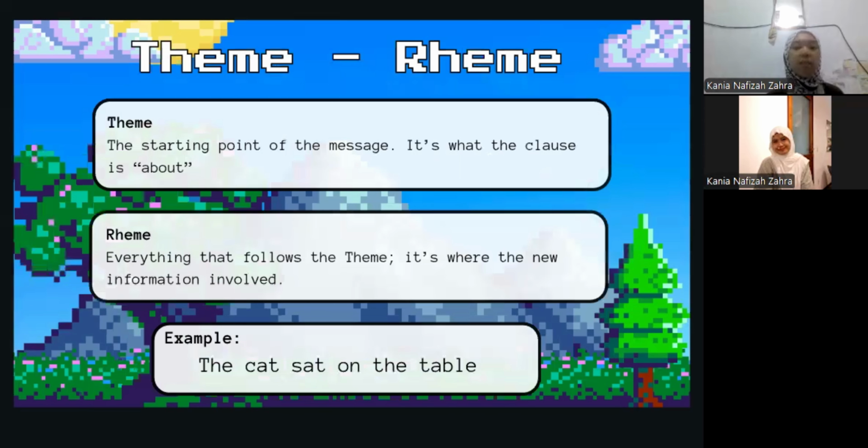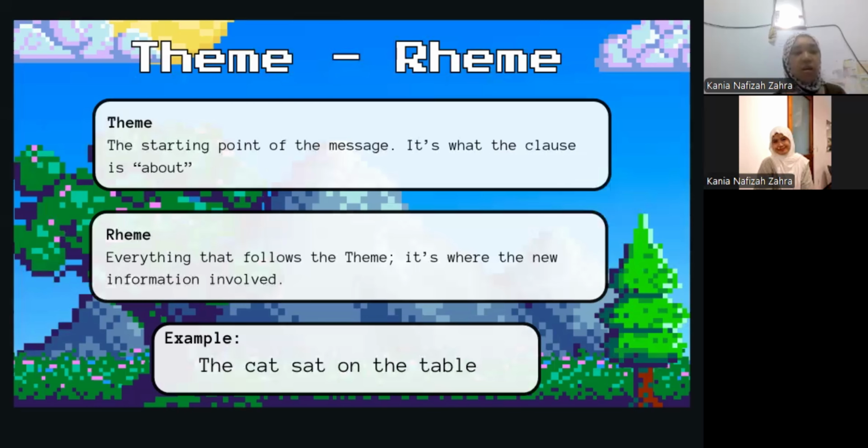Next, we have theme and rheme. What is that? So theme is usually the starting point of the message. You will find it at the beginning, the very front word or point of the sentence. It's what the clause is about. And meanwhile, rheme is everything that follows the theme. It's where the new information is involved.